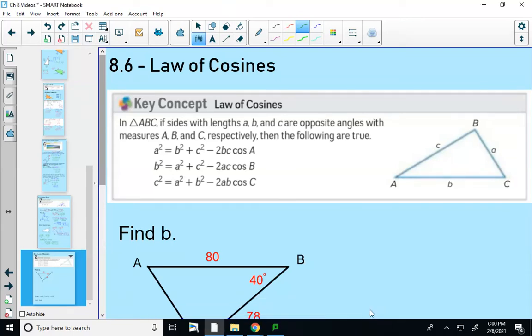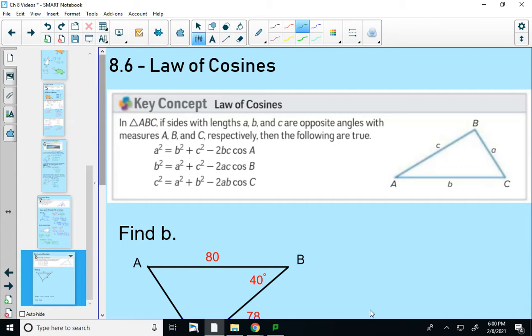This is our last video about finding missing parts of triangles. Today we're exploring the law of cosines. You can see it on your screen right now. The law of cosines is kind of messy, so we pretty much only use this one as a last resort.